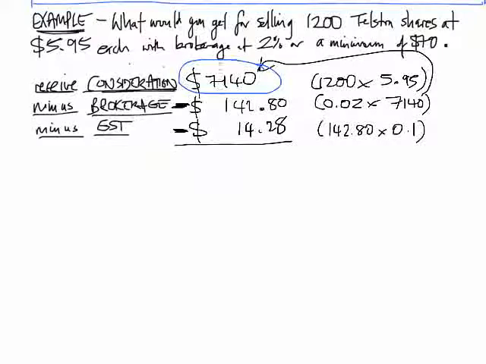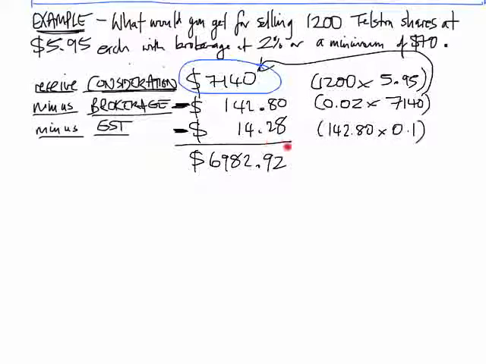So be careful. You're doing the top number, take $142.80, take $14.28, and so you should have $6982.92. So you'll notice when you're buying shares, this number is always bigger.